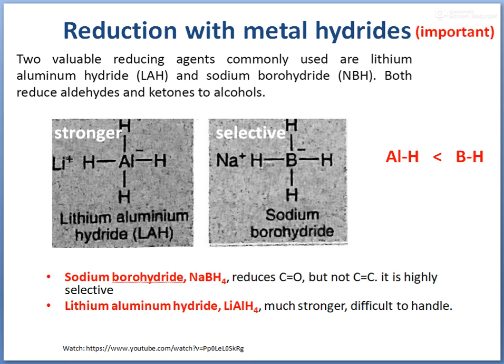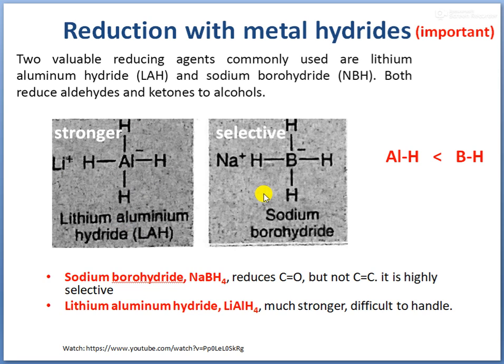Let us now see the reduction reactions using metal hydrides. There are two most important metal hydrides used for reduction reactions. The first one is lithium aluminium hydride, that is LiAlH4. Here the Li+ is the positive part and the AlH4- is the negative part. It is also called LAH, lithium aluminium hydride.